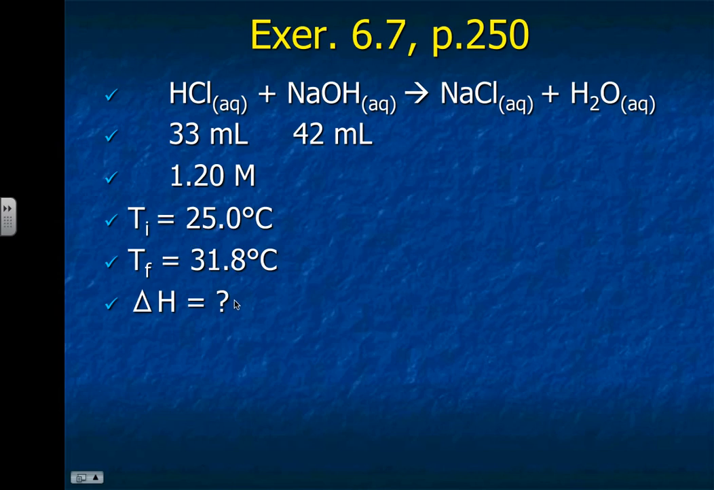Now, please note, everything that you see right here, isn't this something we could do in the lab, right? We could have a known molarity of a chemical, and we could knowingly put 33 milliliters of that chemical into a coffee cup calorimeter, and then we could knowingly add 42 milliliters of a sodium hydroxide solution. So this is all very easy.